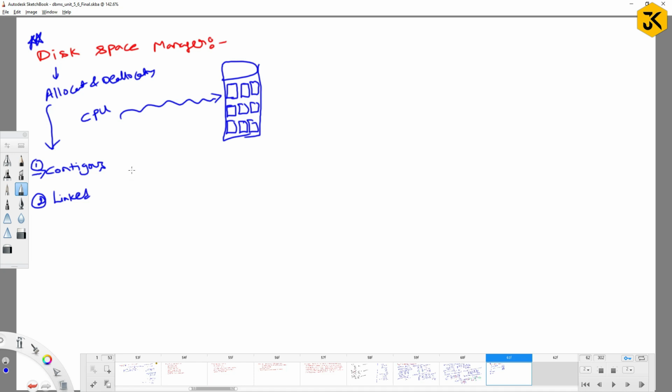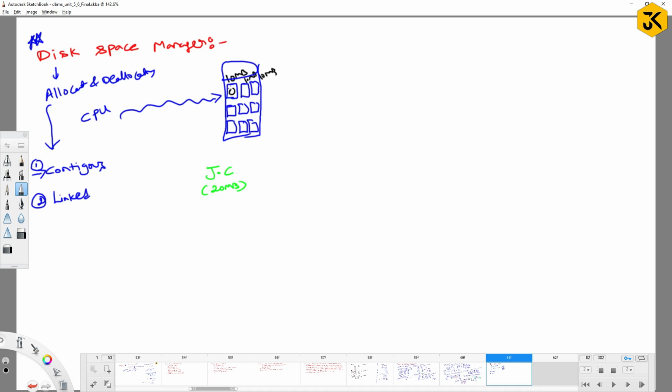In contiguous allocation, if I am going to have a file called j.c file, assume that this file is of size 20 MB, and assume that this particular block is 10 MB, and you might think that all the blocks are of size 10 MB. Then in order to place this j.c file, how many memory locations are required? How many blocks are required?